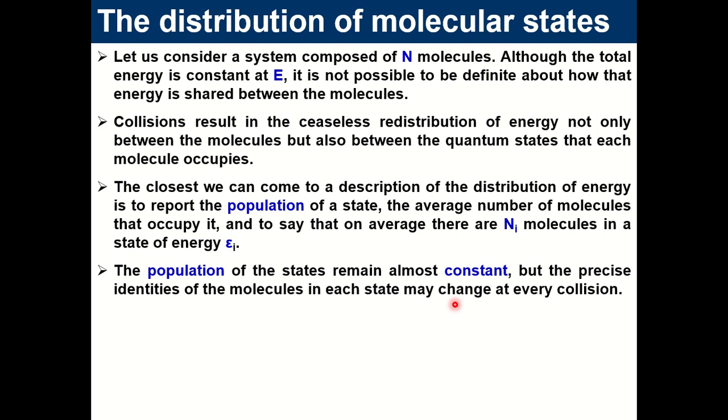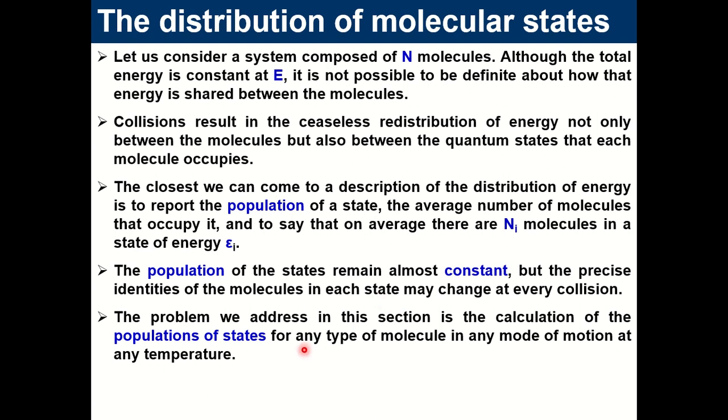So within a given energy level, there will be the same number of molecules, in other words, but the molecule which might be initially in energy level 1 may move to energy level 2, and vice versa, and the one which is in energy level 2 might come back to energy level 1. So this might happen during the collisions. That's what we mean here, that the population will remain constant, but the precise identity of the molecule may change. So this is the population of state that we are going to calculate here.